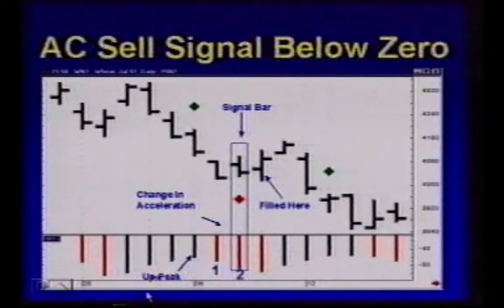Now we're going to take a look at it on the chart. The AC, you see acceleration has increased, so you have your change in color here. The next 2 bars are lower lows, consecutive red bars. Those create the AC sell signal. This is where the sell signal is. 1 tick below the low would be your sell stop, and notice that was filled the next day.